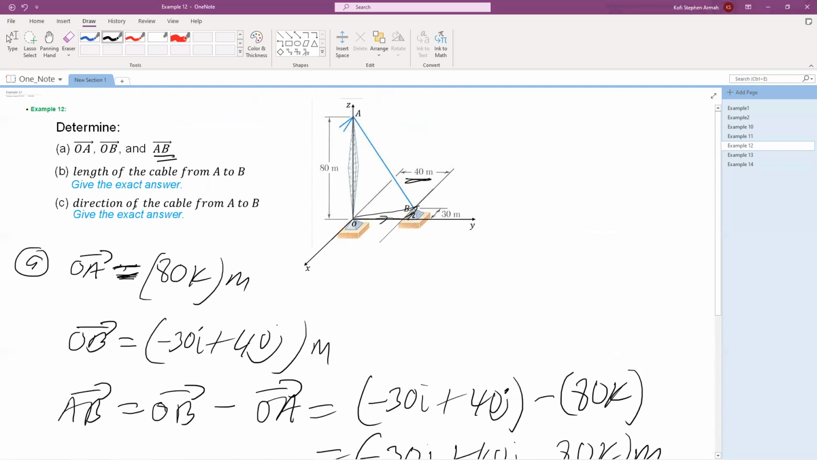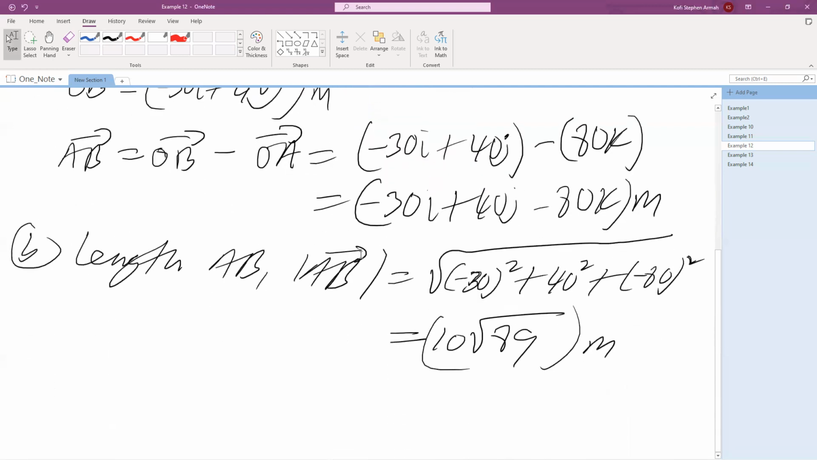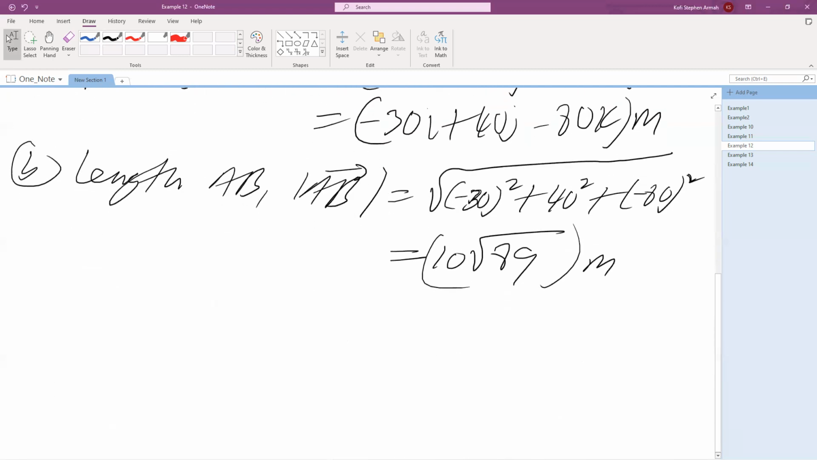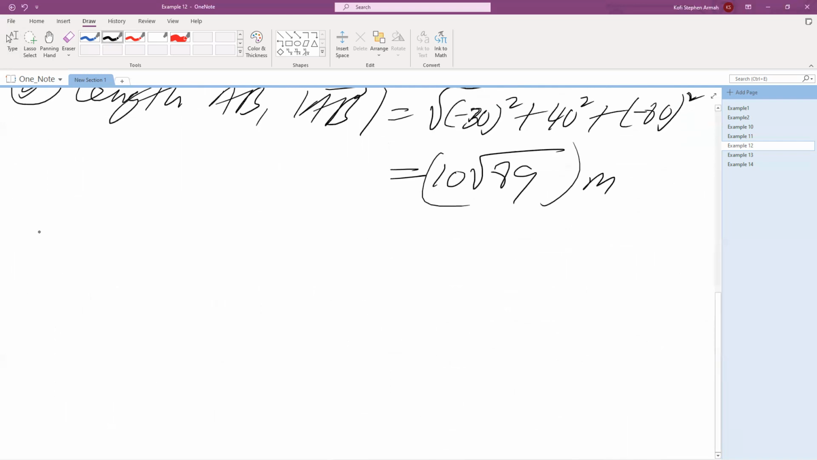And last but not least is the direction of the cable, going from A to B. How do you express the direction in 3D? Either you can use the direction cosines or you can use the coordinate direction angles, alpha, beta, gamma. As an engineer, you have to express it in some form.